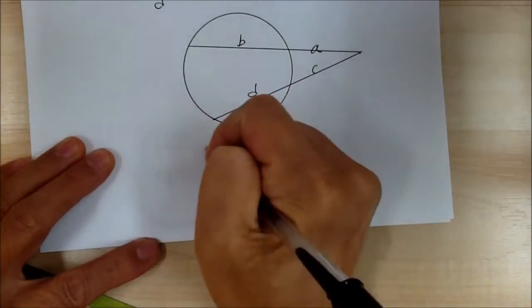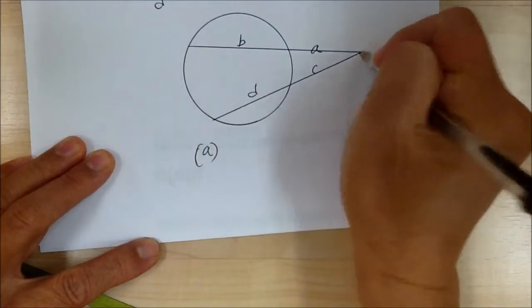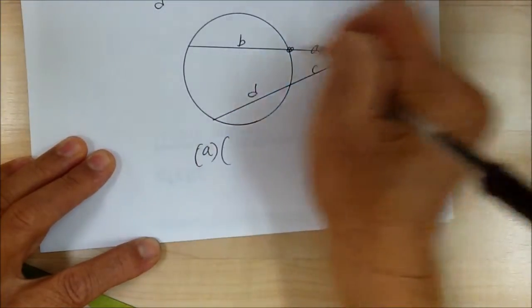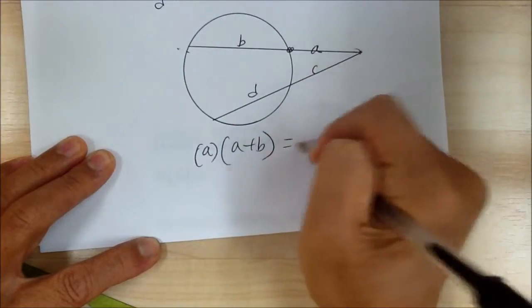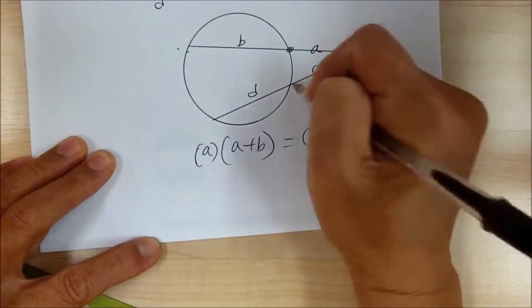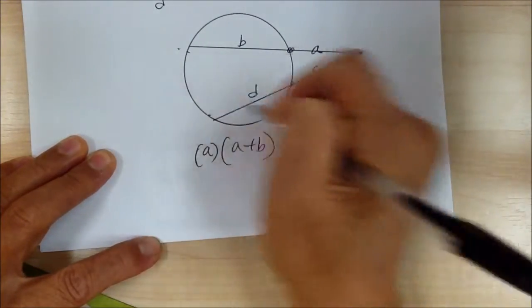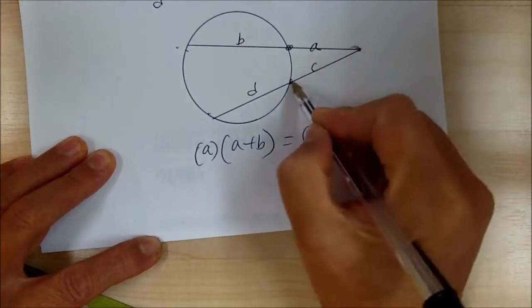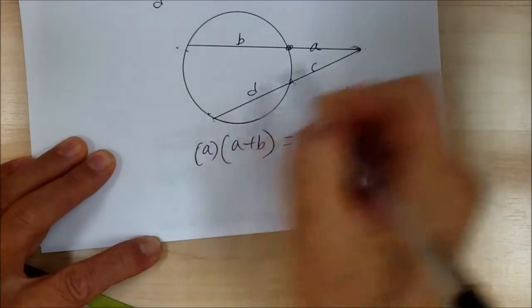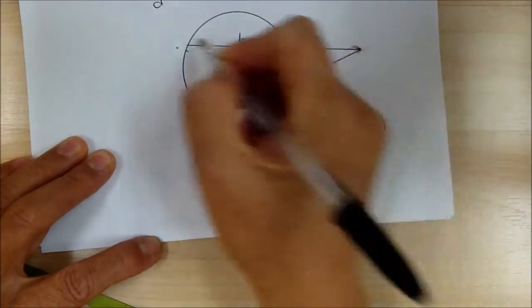So in this case, it's going to be point to the circle, and then point to the circle will be A plus B, right? And then equal to C, right? Point to the circle times point to the circle, in this case will be C plus D. Okay, so again, point to circle times point to circle equal to point to circle times point to circle.